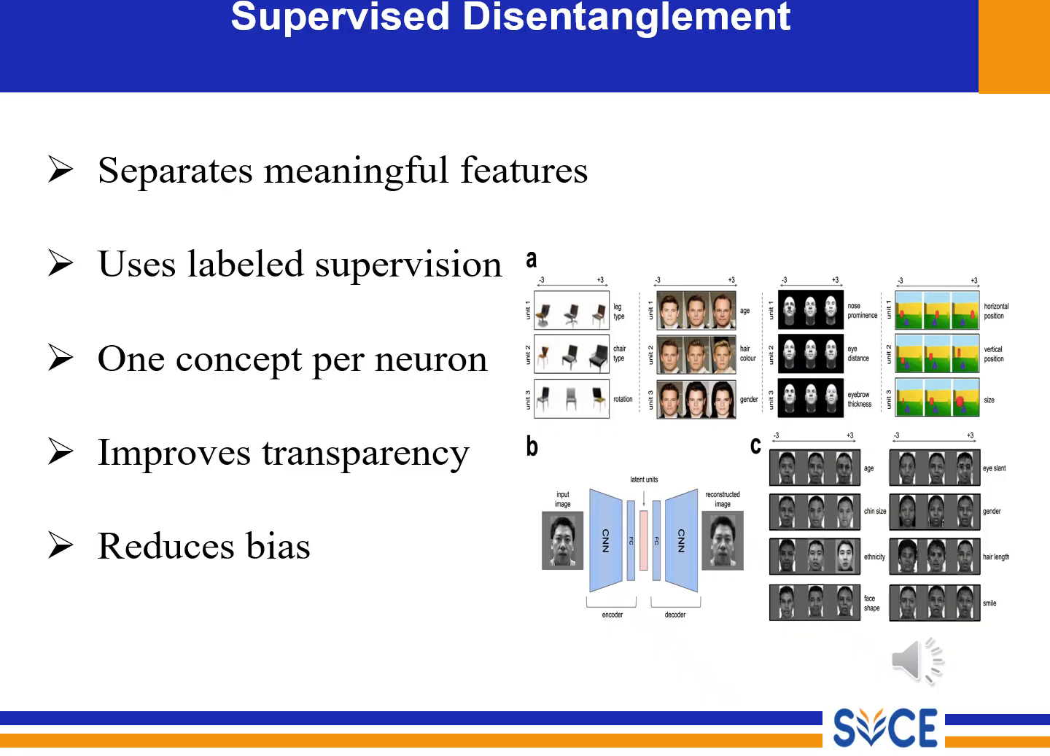Next, the concept-based technique, right? This technique separates the meaningful from noise. It uses labeled supervision to identify what each neuron represents. It also assigns one concept per neuron for clarity. It reduces the bias and improves the transparency. So this is very useful in deep learning, where the neurons are otherwise uninterpretable.